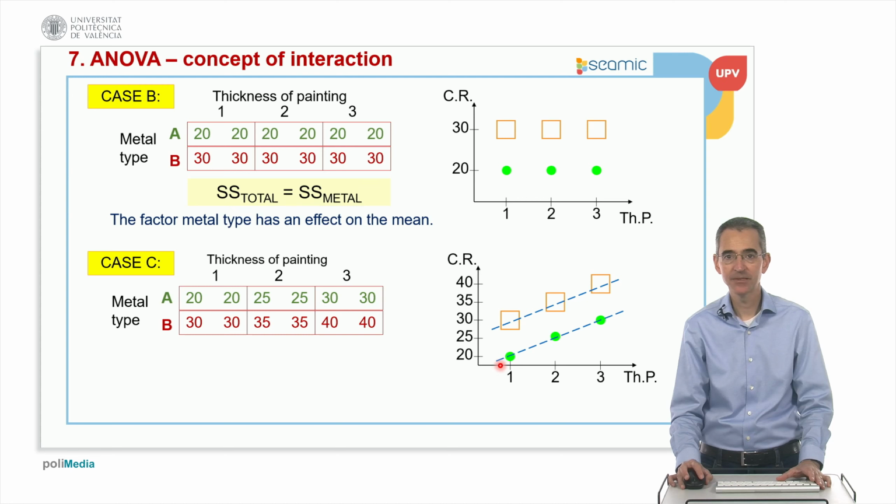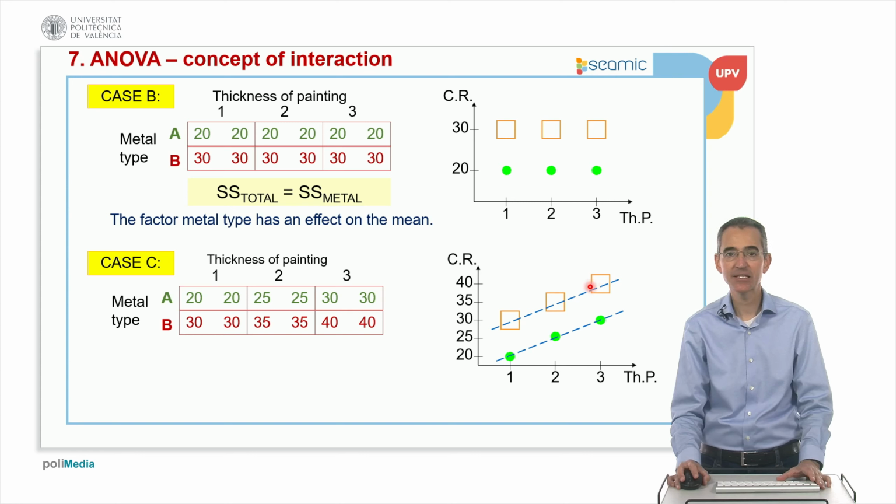Every time that we change the metal type, there is a difference of 10 units. So we will say that the effect of the metal type is 10 units. And then when we change from 1 to 2, there is also an increase. When we change from 2 to 3, there is also an increase. But the slope of this line is the same in the two cases.